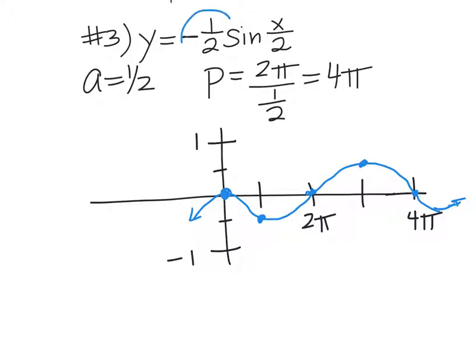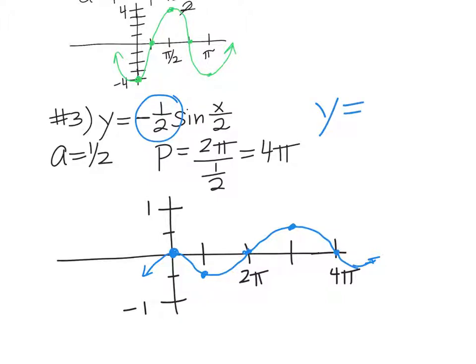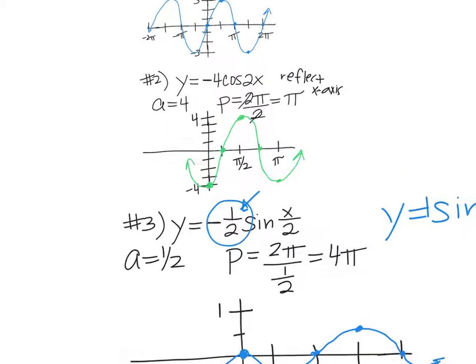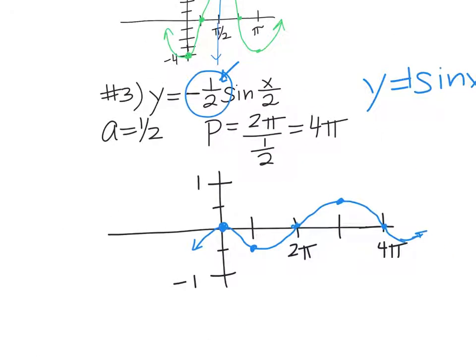Oh, because of this 1/2 out front. Yeah. So a normal sine graph, it doesn't say it, but there's a 1 out front, which means it's going to go up to 1 and down to 1. But if I make it 1/2 out front, all the y's get shrunk down to 1/2 instead of 1. Just like this last one had a 4, so it went up to 4 and down to 4. So this one only goes to 1/2 up and down.